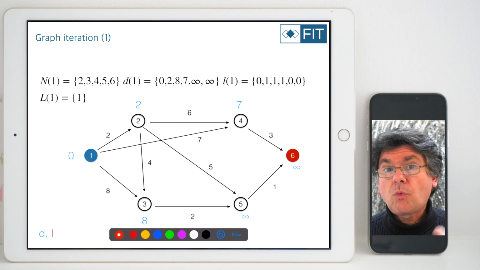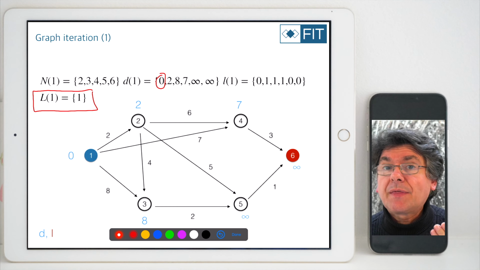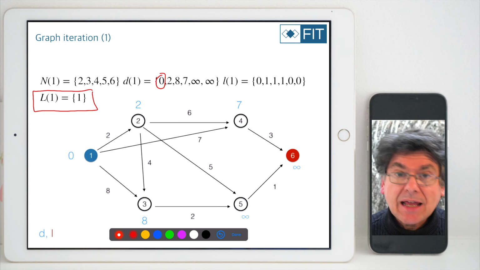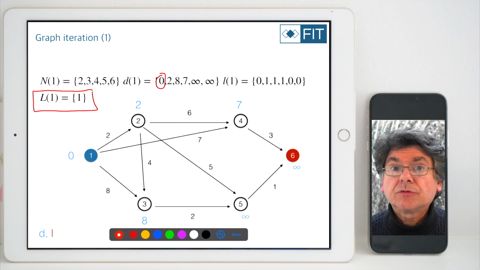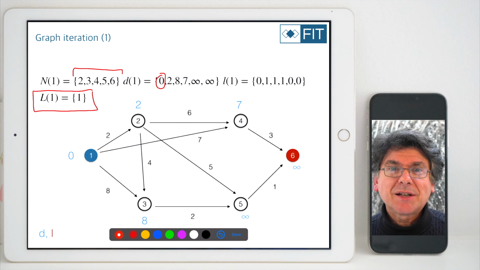We also conclude that node 1, which is Toronto, has an optimal distance to itself. The optimal distance is 0, it's here. Therefore, our set that represents our knowledge, set L, contains the city of Toronto, which is removed from the set of ignorance nodes.